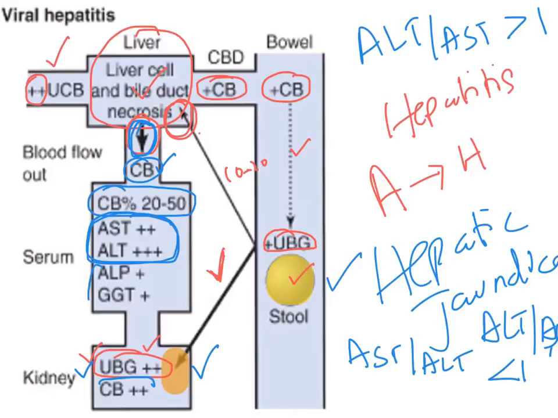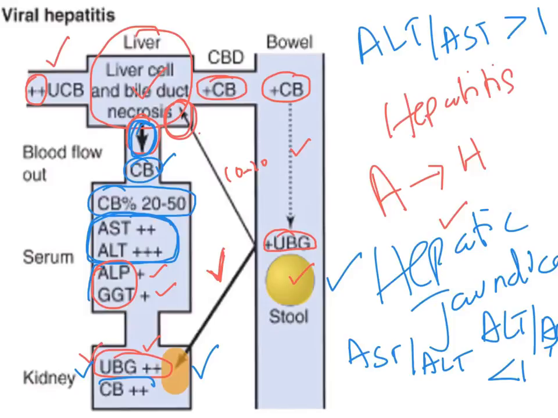Now, alkaline phosphatase and gamma glutamyl transpeptidase are the ductular enzymes. Since we are dealing with hepatic jaundice here, the ducts are not much affected. That's why you see just 1 plus ALP and GGT. So this is what you are going to see in hepatocellular jaundice or hepatic jaundice.